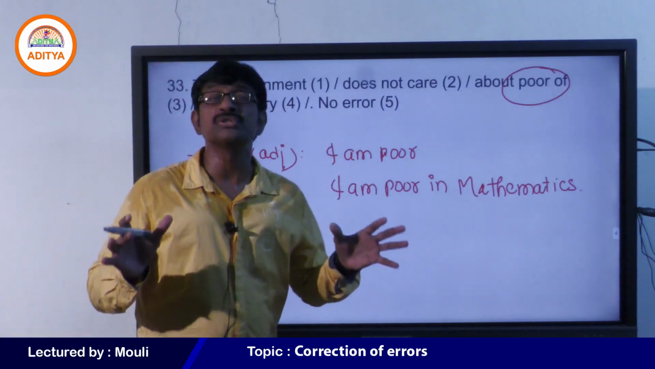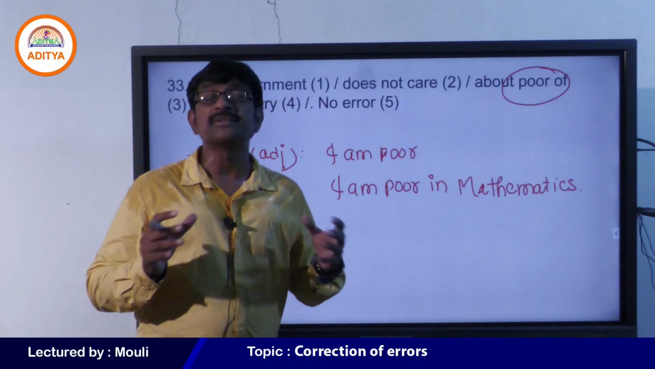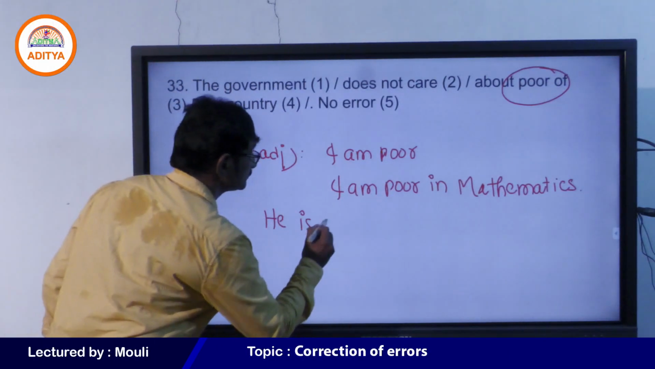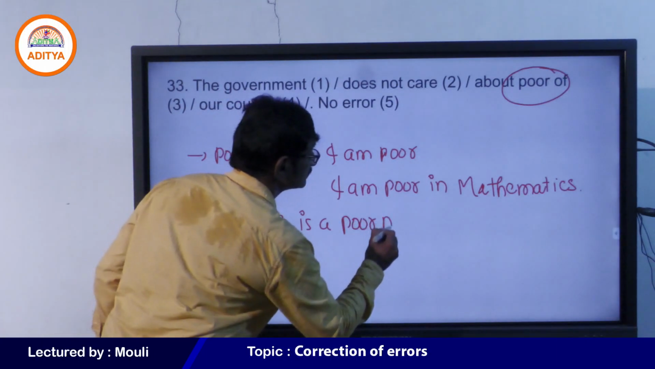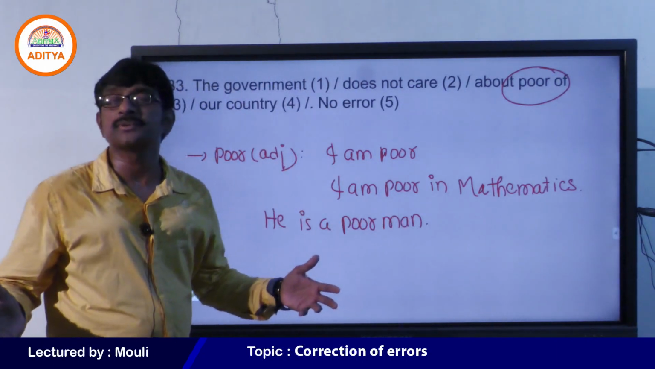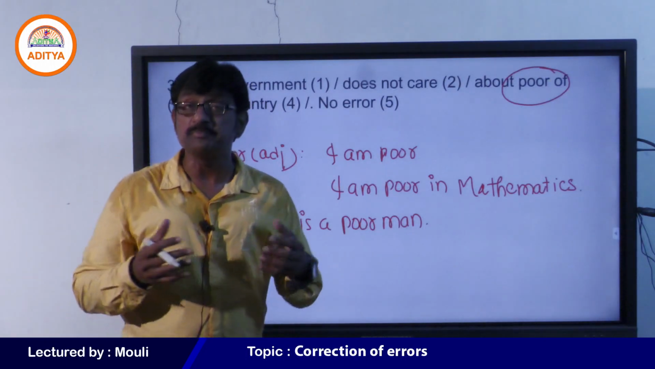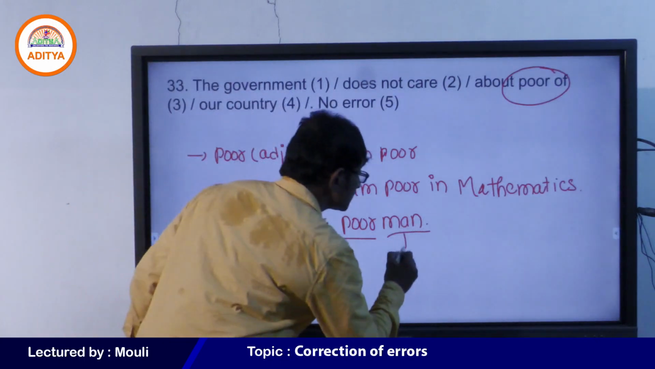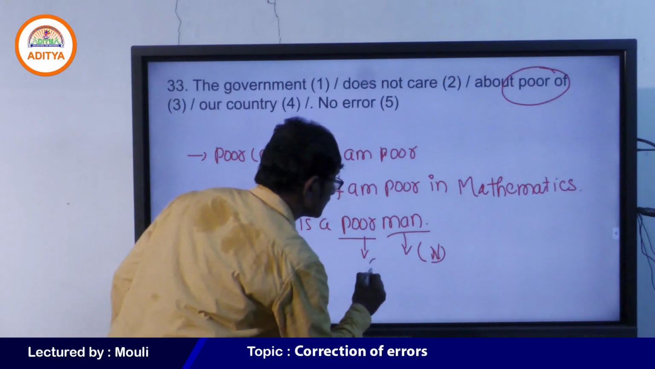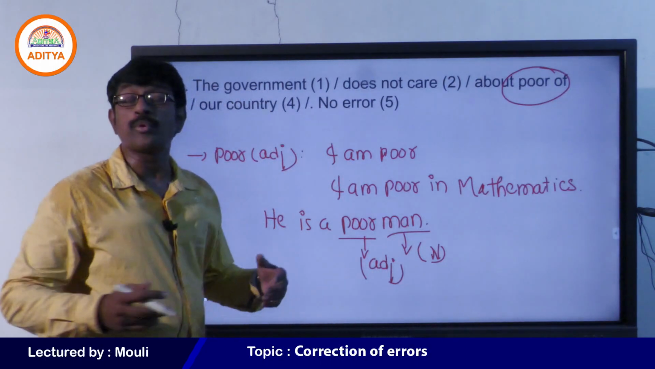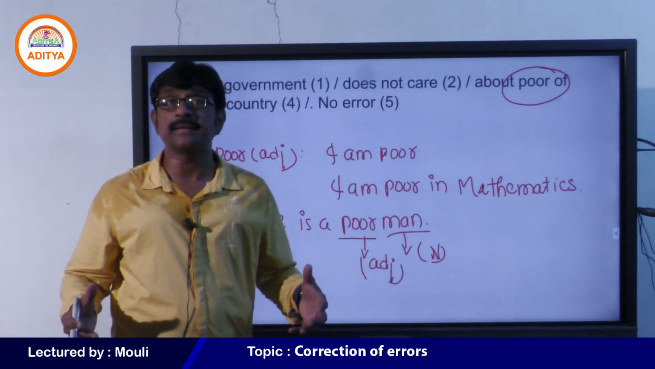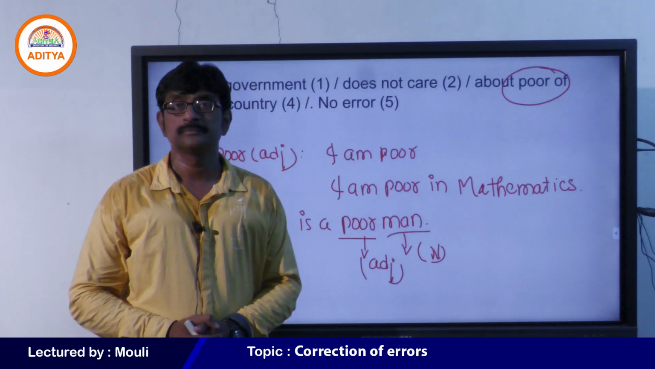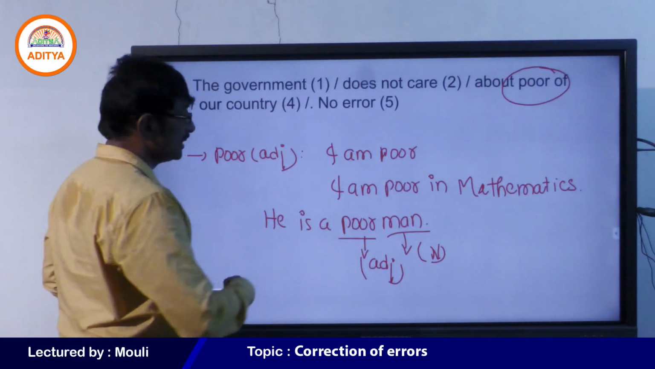If you want to use this poor with persons, you can use it. How? See, he is a poor man. You can use it like this. He is a poor man. Here, man is a noun and poor is an adjective. We can definitely say, he is a poor man.